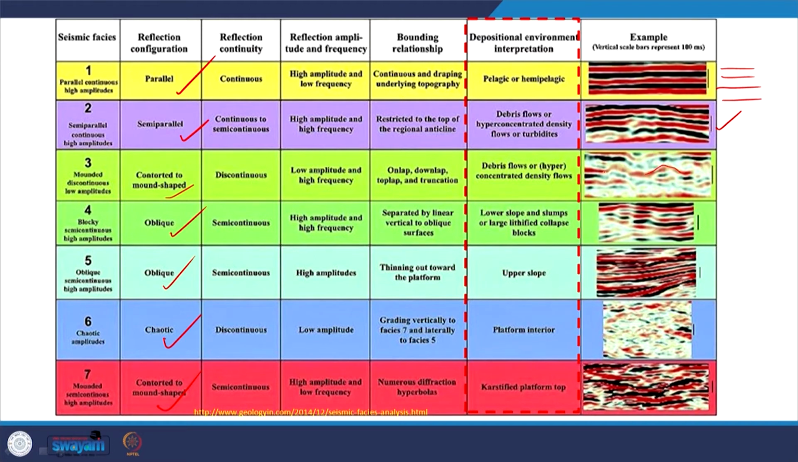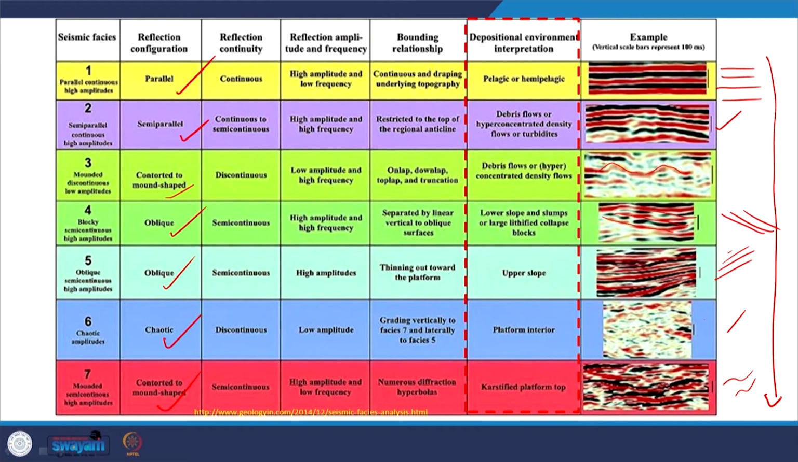Here your mound shapes are there, contour and mound, you can draw contours at different levels. Then oblique, if you see here it is oblique, it is moving like this. Then again similarly it is oblique like this, then it is chaotic, there is no arrangement, there is no particular set of reflections, it is chaotic. Then again it is contoured to mound shaped, it depends.